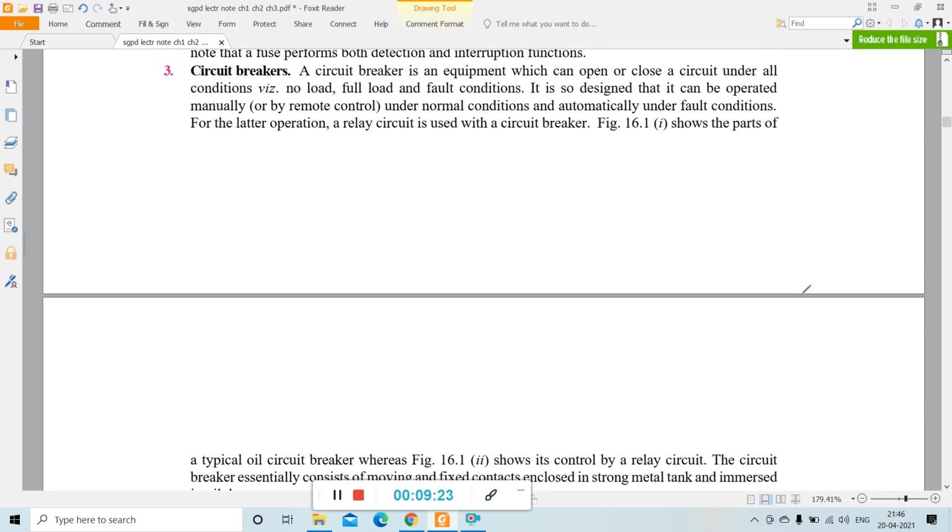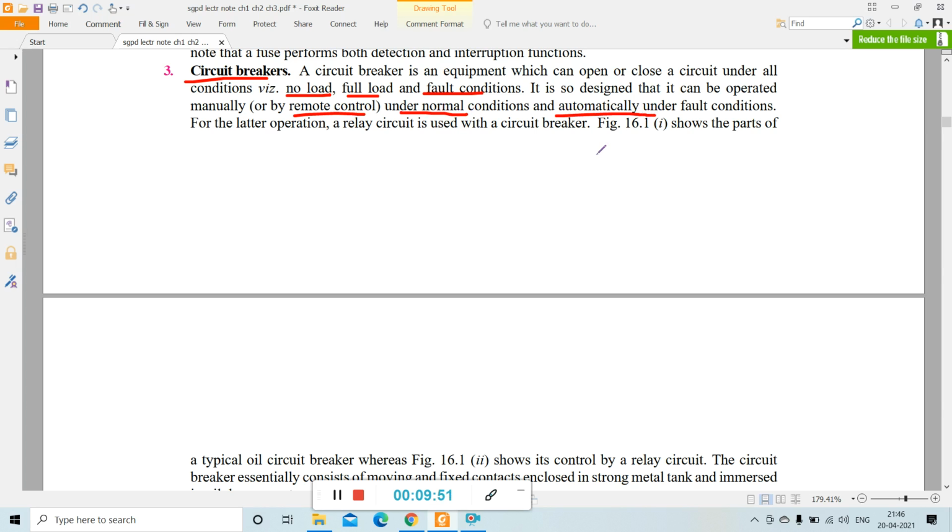Okay, so next one is the circuit breaker. Already I told you what is this circuit breaker. A circuit breaker is an equipment which can open or close a circuit under these conditions: no load condition, full load condition and fault condition. Okay, so it is so designed that it can be operated manually or by remote control under normal condition and automatically under fault condition.